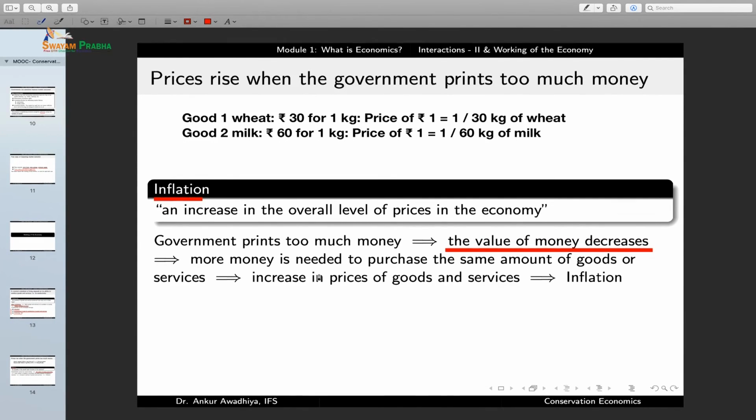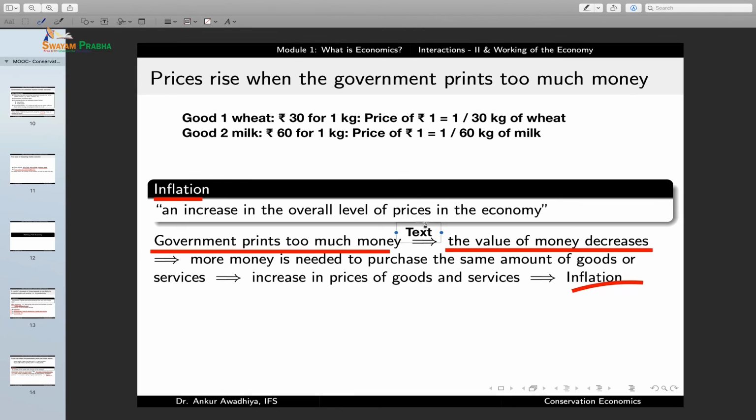And so more money is needed to purchase the same amounts of goods or services, which increases the price of goods and services, which leads to inflation. So the primary cause of inflation is that the value of money has gone down because the government has printed too much money. So how will this show up?